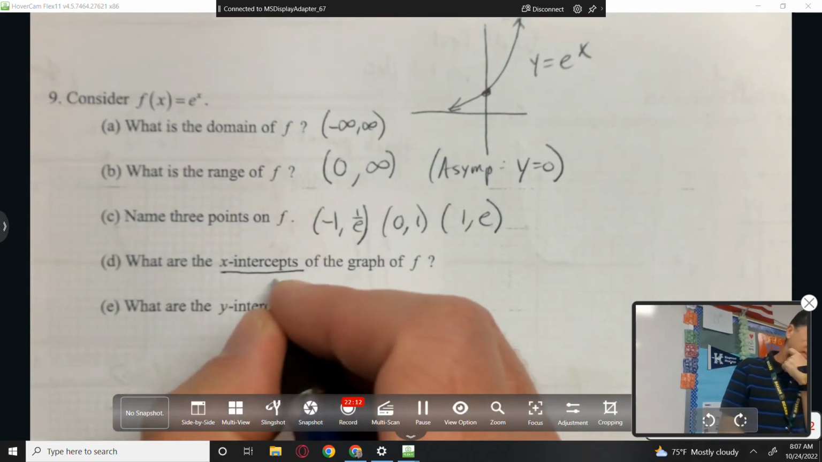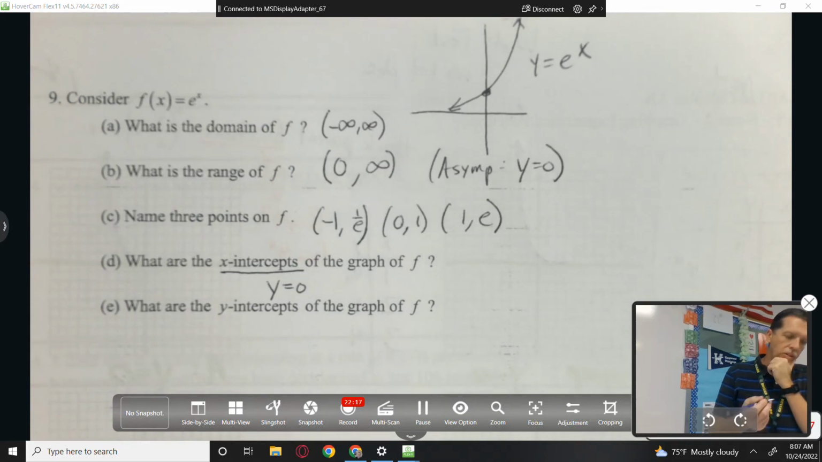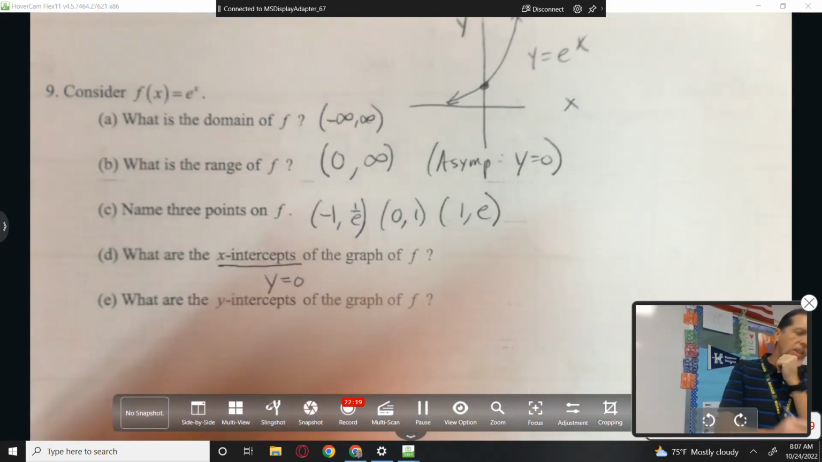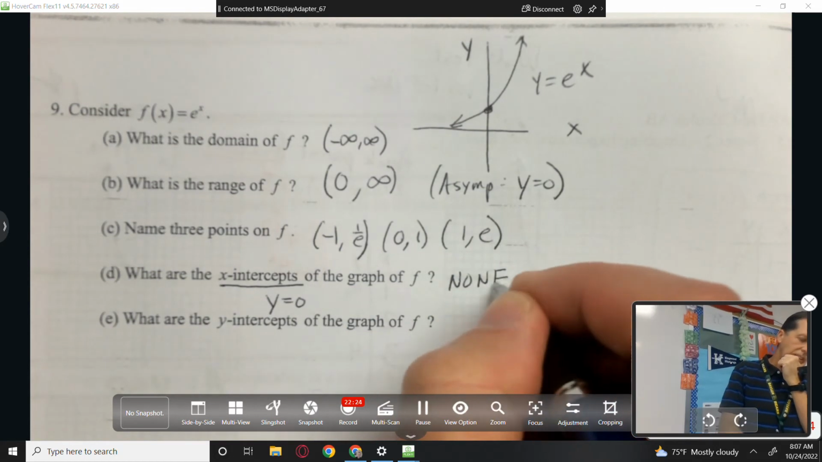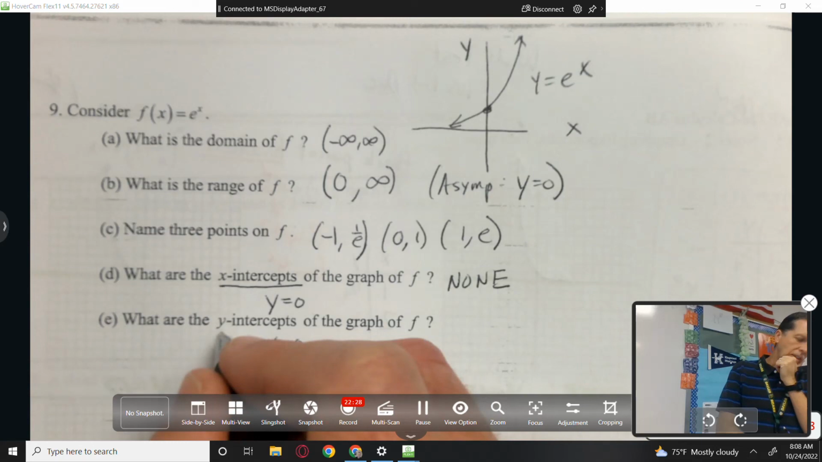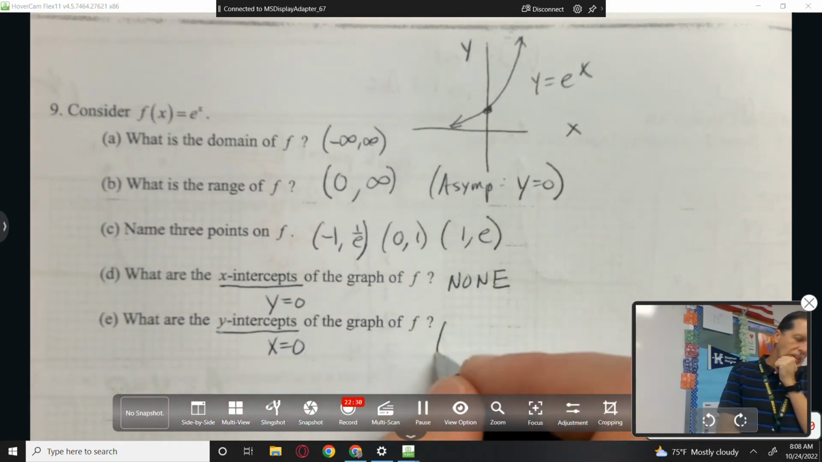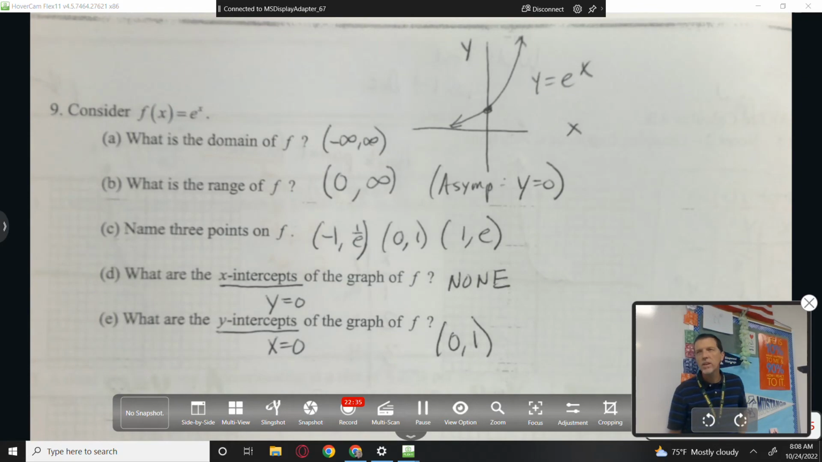Let's see, x-intercepts, that would be where y equals 0. Or, we've got a picture, where does it cross the x-axis? Nowhere, none. How about the y-intercepts? Where does x equal 0? 0, 1. We've already listed that point. We've graphed that point. So those last questions are more about reminding you of some vocabulary things: domain, range, x-intercepts, y-intercepts.